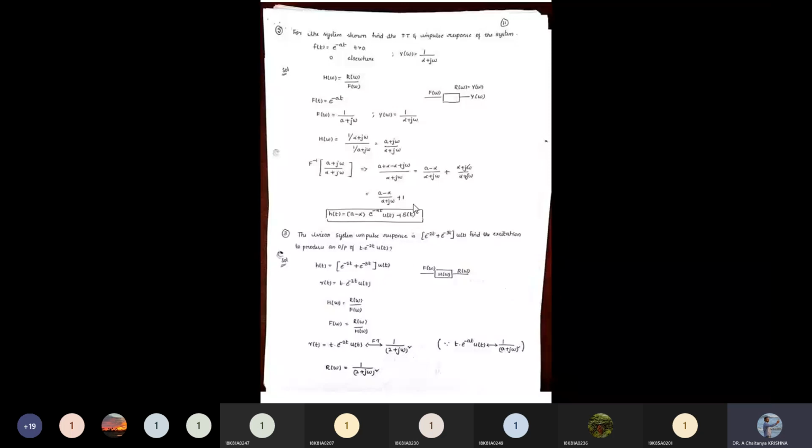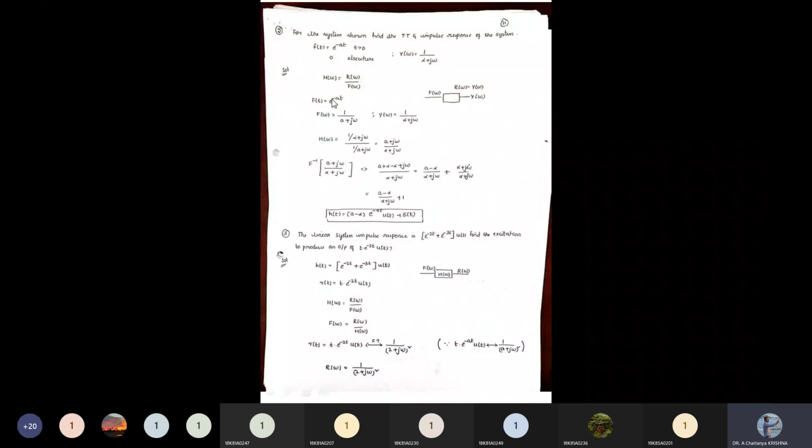Here also some different functions are there. The linear system impulse response is e power minus 2t plus e power minus 3t into u of t. Find the excitation to produce an output of t into e power minus 2t u of t. Means the output is given and the impulse response is given. Now we should find the input. Now h of t is e power minus 2t plus e power minus 3t.